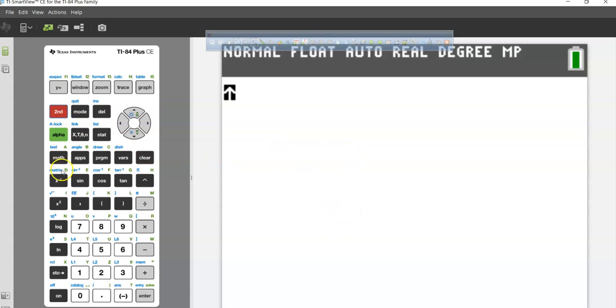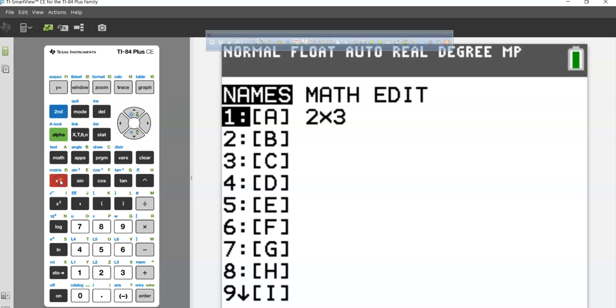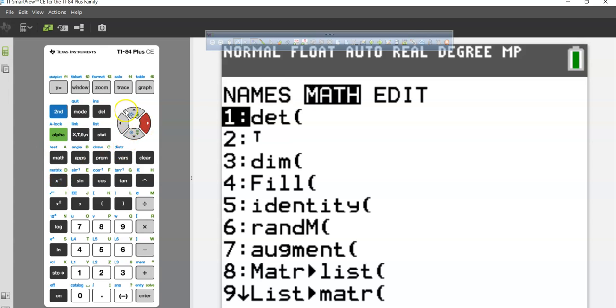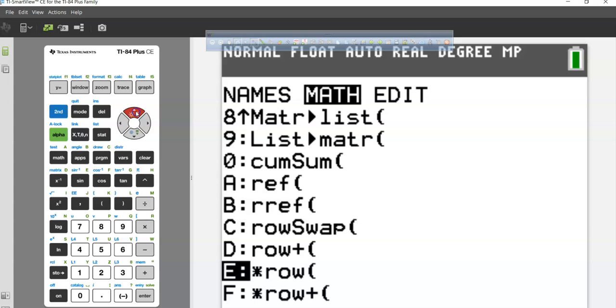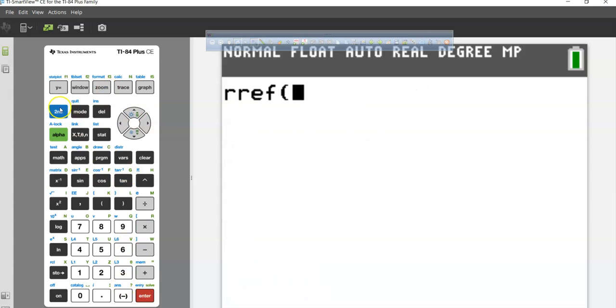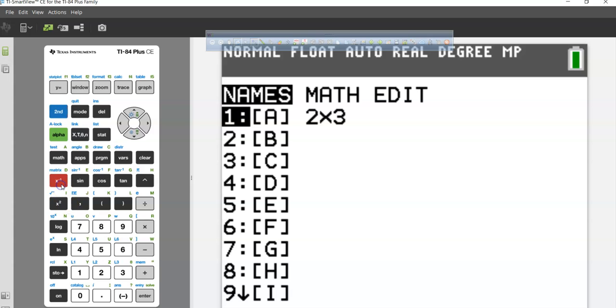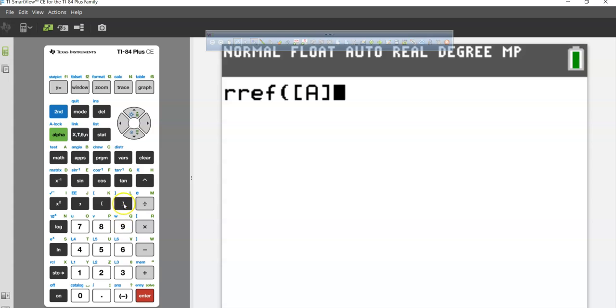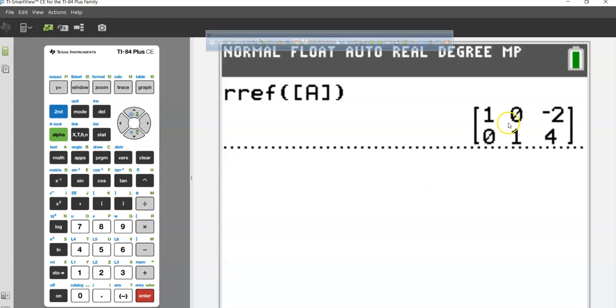You hit second, x to the negative 1. You go to the right where it says math. Then you go up, 5, a 1, and a 2, and a 3, and a 4, and a 5, and you press enter. And then you hit second, x to the negative 1, and you select matrix A, which is right there. So you select it, and you press enter, and you get your answers.